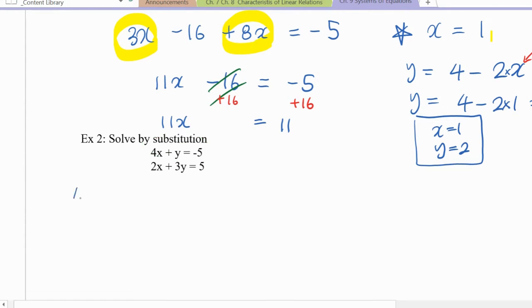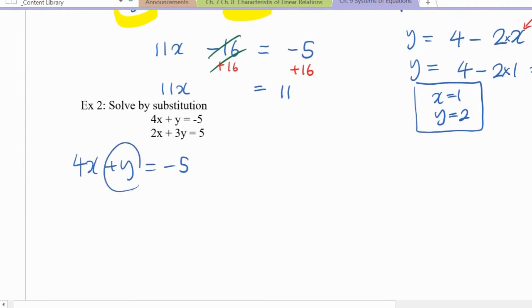So from the first equation, 4x plus y equals negative 5, we're going to isolate y. To do that, I'm going to get rid of 4x. Okay, in front of 4x, what's the sign of 4x? Plus, positive. So to get rid of 4x, I have to subtract 4x. Then that will be y equals negative 4x minus 5. Okay, so y is isolated. So it's better to just put a bracket around it.